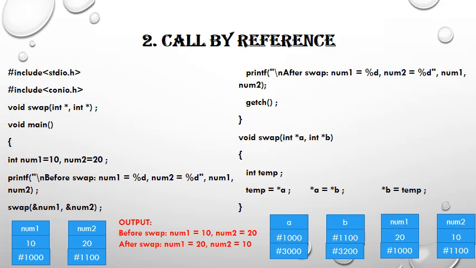At 1100 we have the variable num2. Now num2 has the value 10. So the values got swapped. So when the memory locations are accessed directly, whatever you make in the function will be reflected back in the main or calling function also. So this is what you call as call by reference.